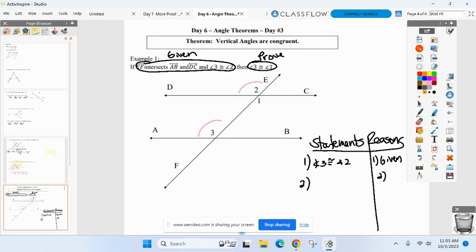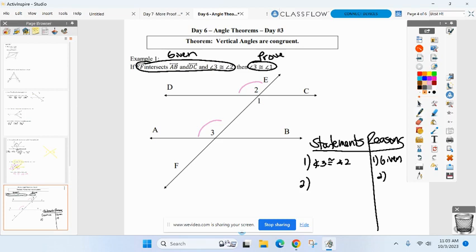All right, let's do it. We need to get to 3 and 1 congruent, just knowing 2 and 3. Before I talk about this specific proof, let me just talk about proofs in general going forward. Notice how I've labeled 3 of the angles with numbers, 1, 2, and 3. I did that because I want you to focus on those 3.